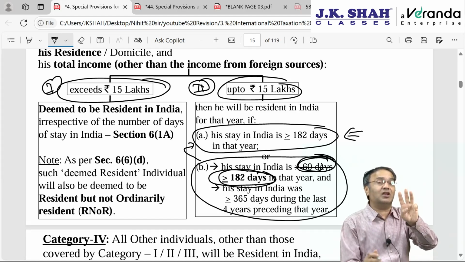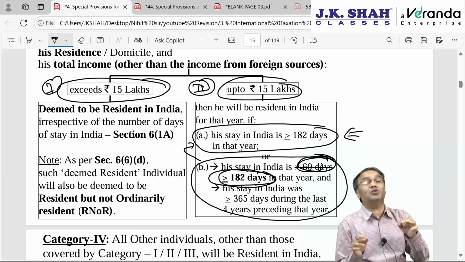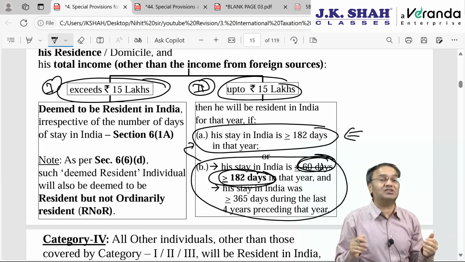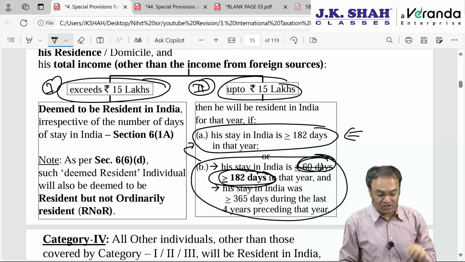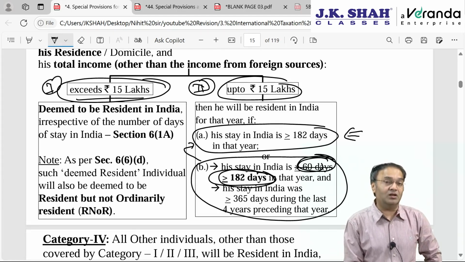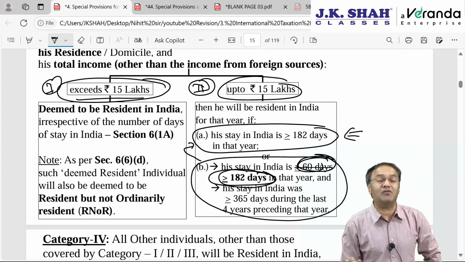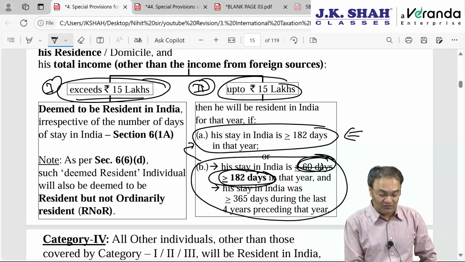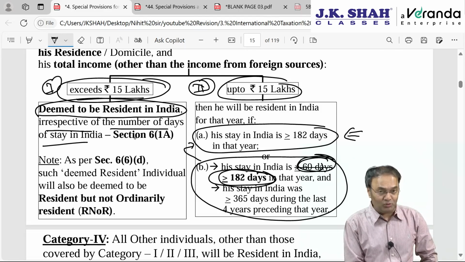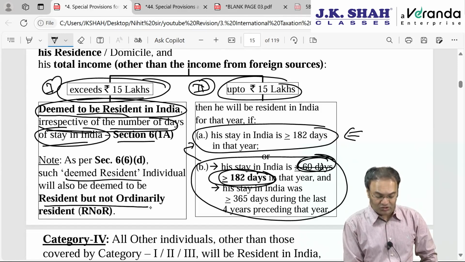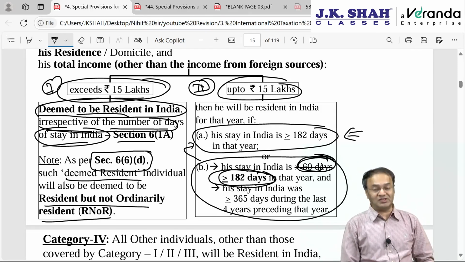Before that, the second condition is he is not liable to be taxed in any country by reason of his residency or domicile. And third condition, Indian income exceeds 15 lakh, then no need to check the number of days of presence in India. No need to check how many days he came to India. Straight away, such a person will be deemed to be resident irrespective of the number of days of presence in India, but he will be deemed to be RNOR also as per section 6 clause 6 subclause D, 6(6)(d).